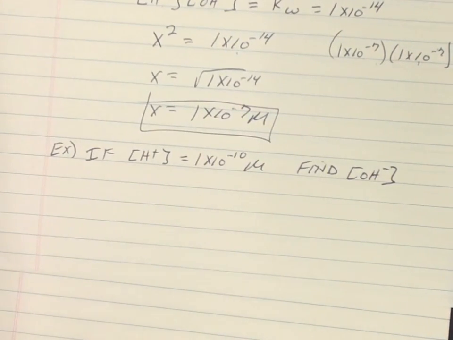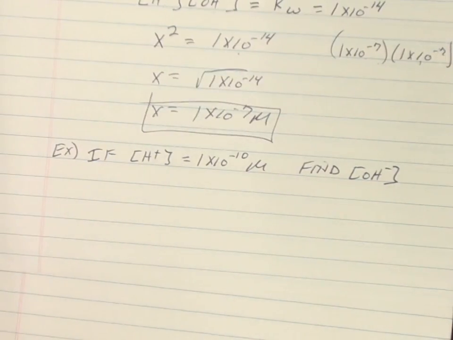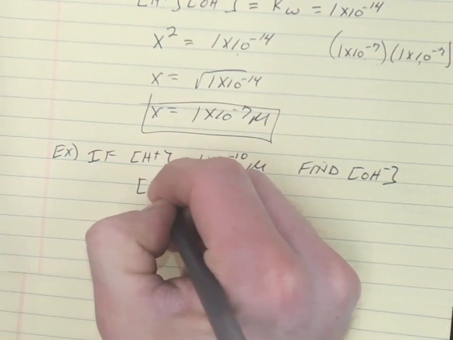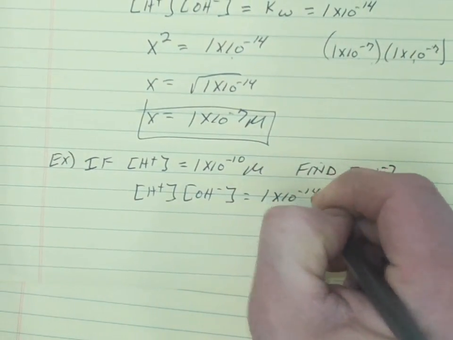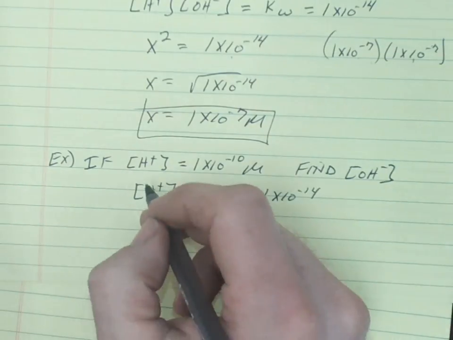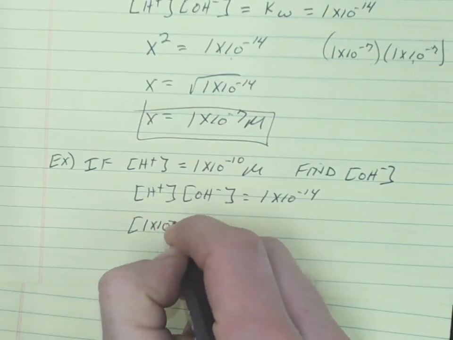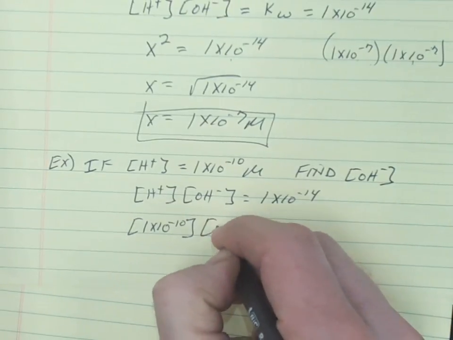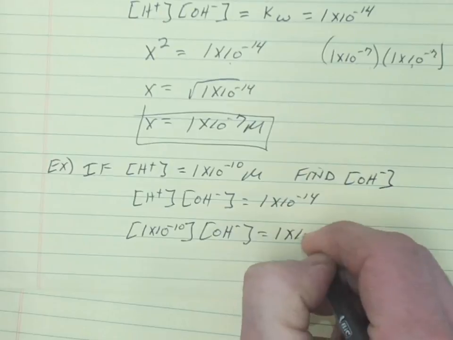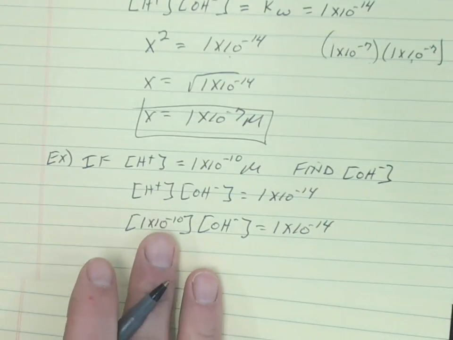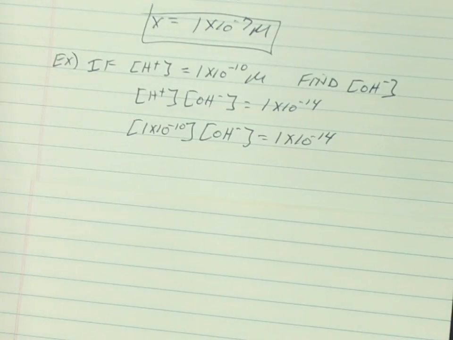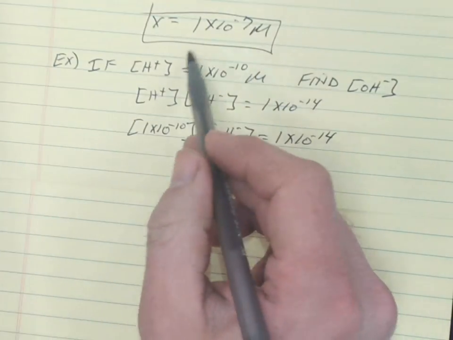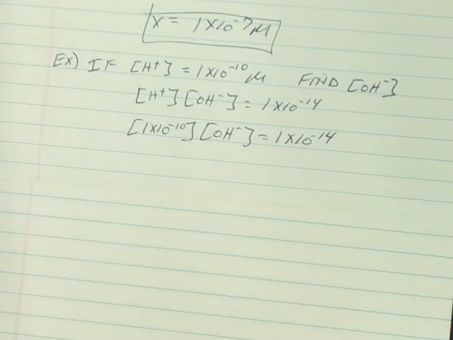Good question. If H plus is equal to 1 times 10 to the negative 10th, find OH negative. Here's how you do it. You're going to say H plus times OH negative is equal to 1 times 10 to the negative 14th. We're going to plug in what we know for H plus, which is 1 times 10 to the negative 10th, times OH negative is equal to 1 times 10 to the negative 14th. If you're talking about a pH of 7, it will be the same concentration. But this now is going to be talking about a solution that does not have a pH of 7.